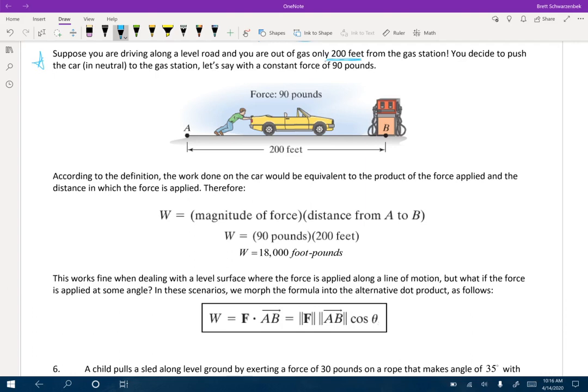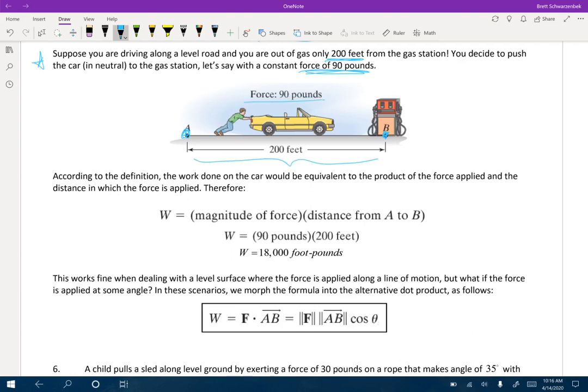You decide to push the car in the gas station in neutral. Let's say you use a constant force of 90 pounds. Again, you're at point A with the car. You need to get to the gas pump at point B, so you're pushing the car with a force of 90 pounds at a distance of 200 feet.